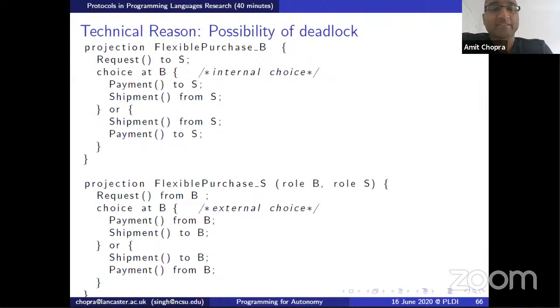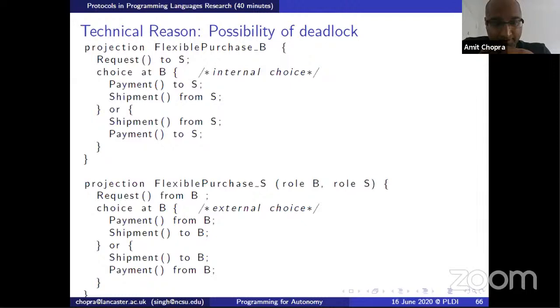So it's an external choice for the seller. It cannot choose. It has to wait for the buyer to choose. Essentially, that's what an external choice means. And the choice is either it can receive a payment from B or send a shipment to B. But of course, the seller cannot send a shipment to B because it's an external choice. So the buyer has to decide.